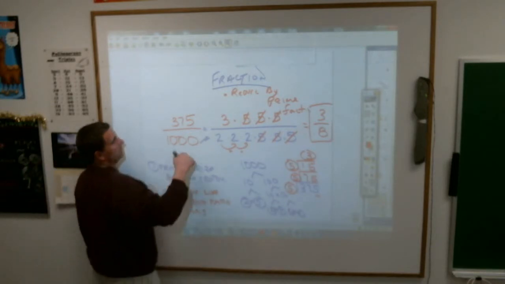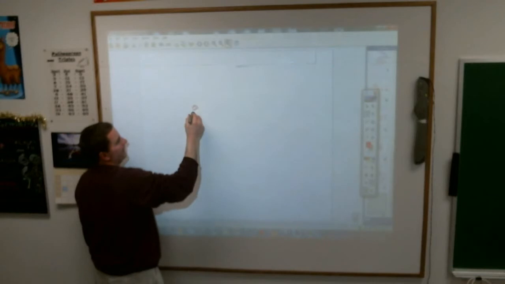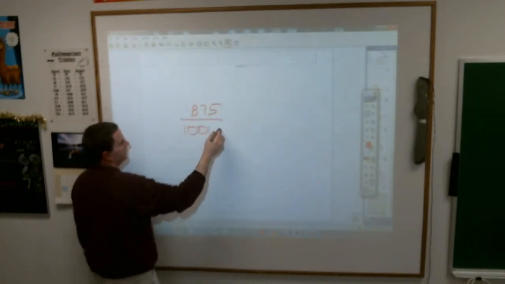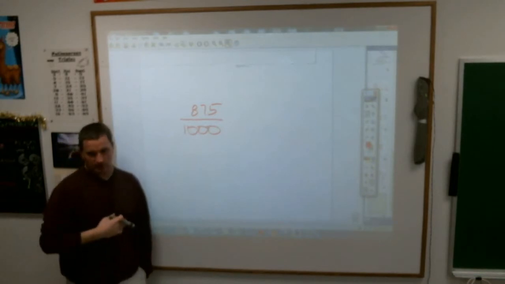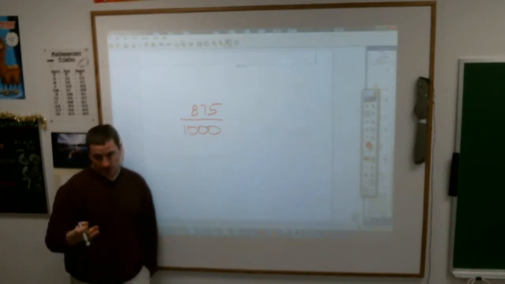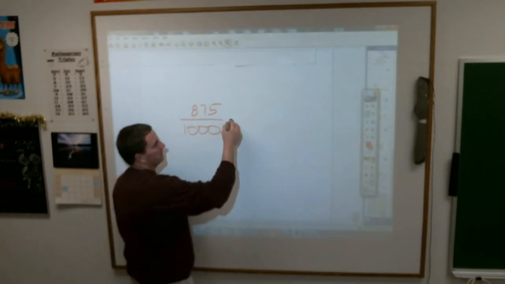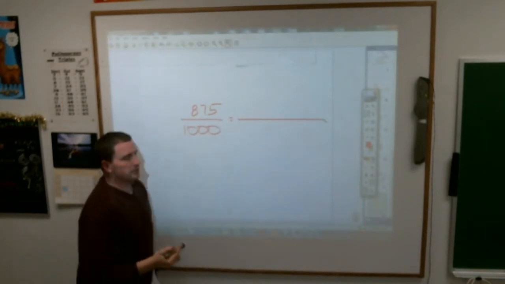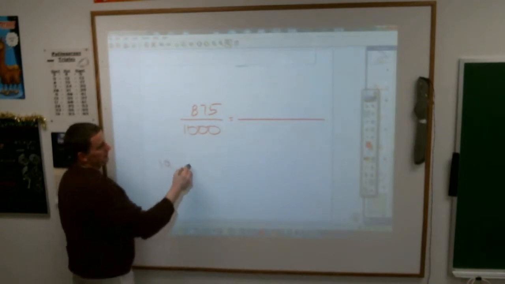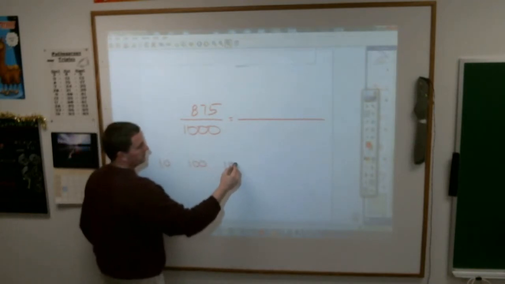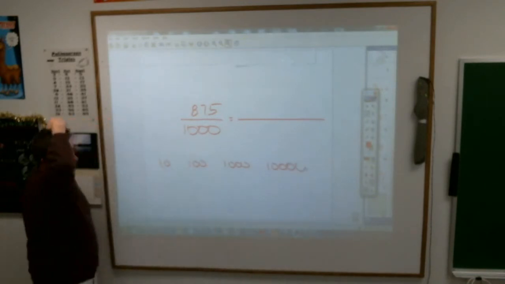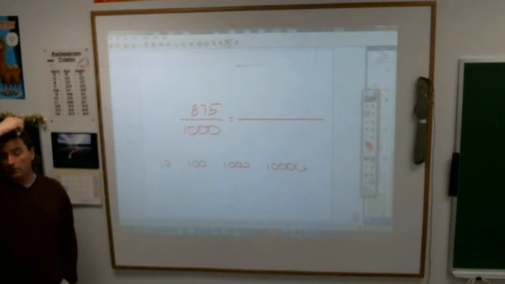Now, another example. If you had 875 over 1,000, and this is what I was talking about, you don't have to reinvent the wheel. In other words, I already did 1,000 once. It's in my notes there. You should know that 1,000 breaks down into what? By the way, there's a pattern here. Take a look. 10, 100, 1,000, 10,000. You might be able to tell me the prime factorization of all those right now. Maybe if you can see the pattern.